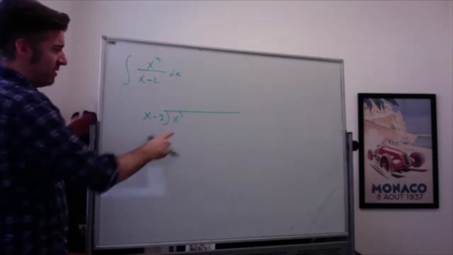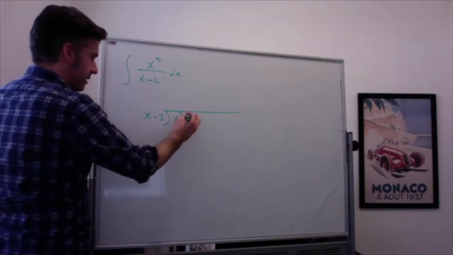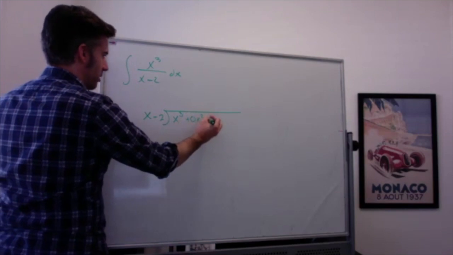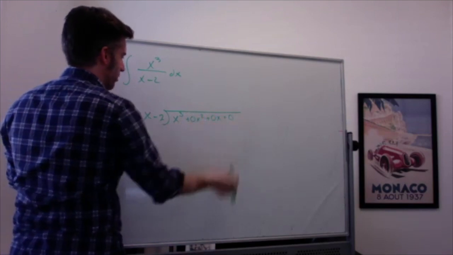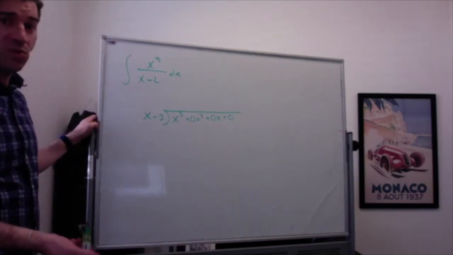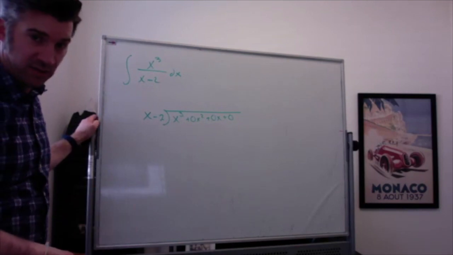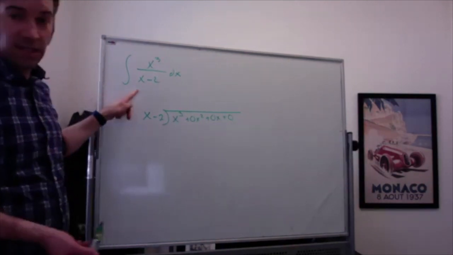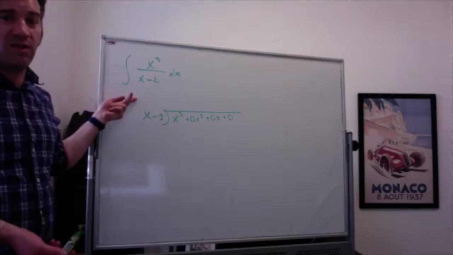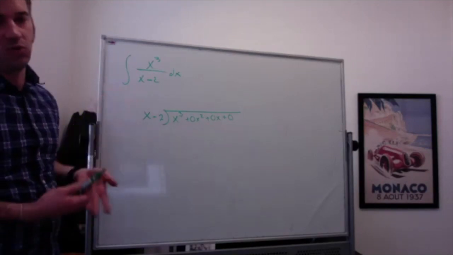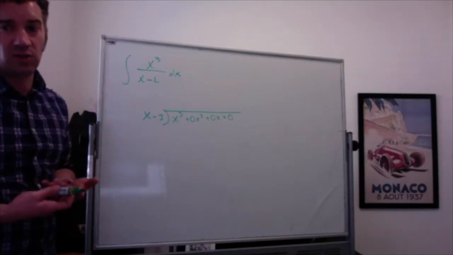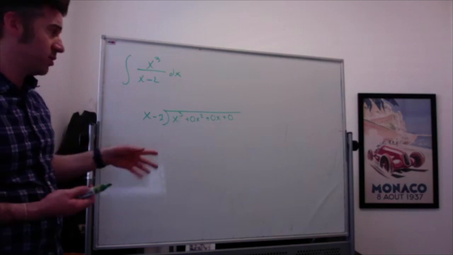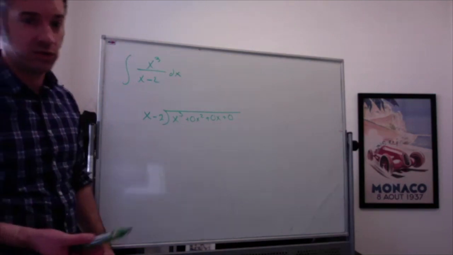first of all, I need to fill in the missing terms. I need a 0x squared, a 0x, and a 0. For this particular example, you can do synthetic division because the denominator is a linear factor. But if your denominator was like x squared minus 3, you couldn't use synthetic. So you should still make sure that you're comfortable doing long division, polynomial long division.